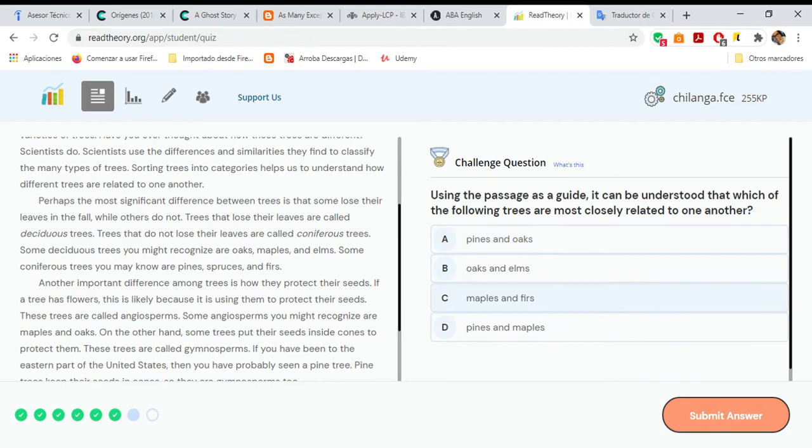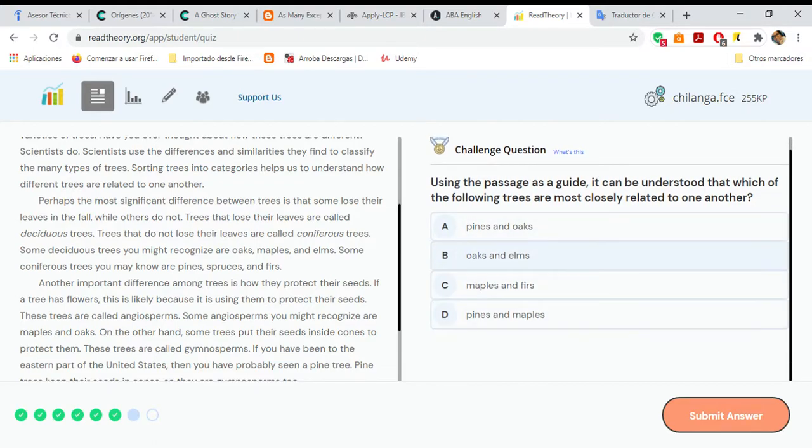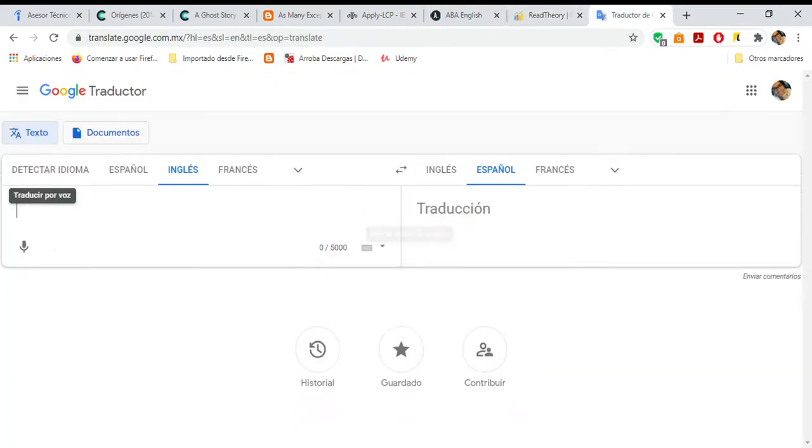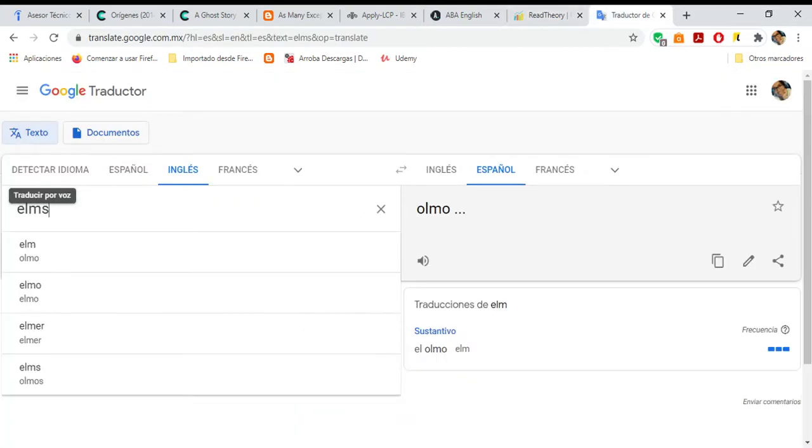Using the passage as a guide, it can be understood that which of the following trees are most closely related to one another: pines and oaks, elms and maples, firs and pines, apples, oaks and elms. What does an elm? Olmo, I think.